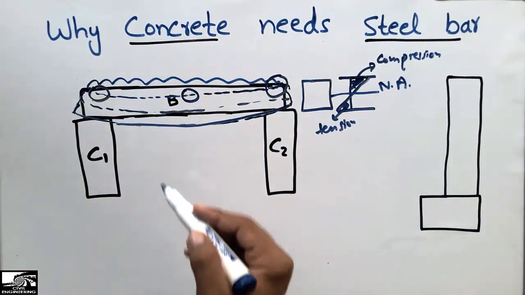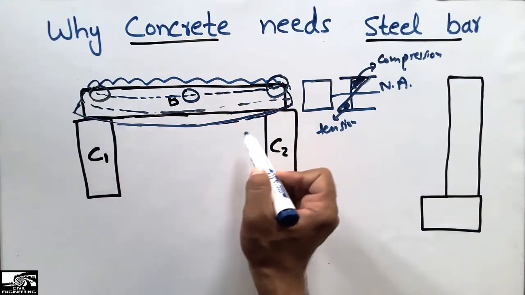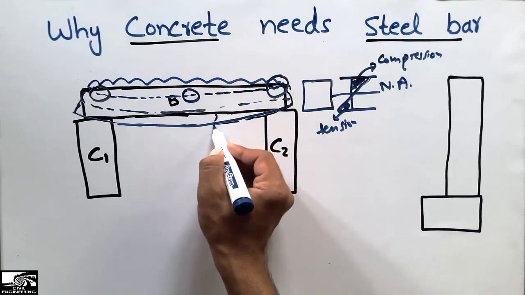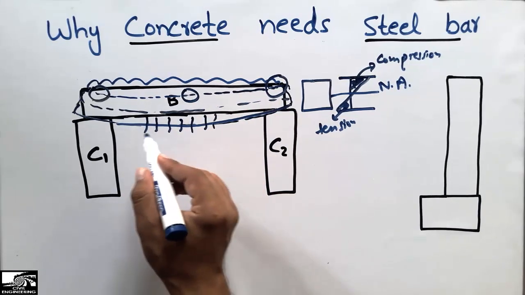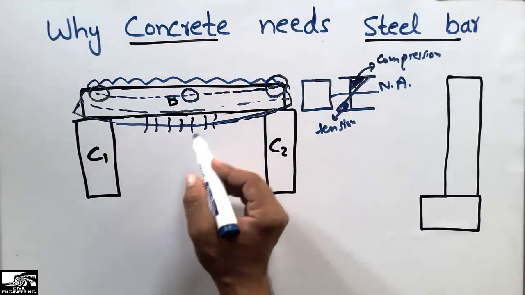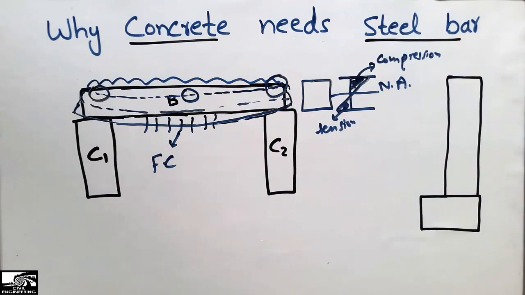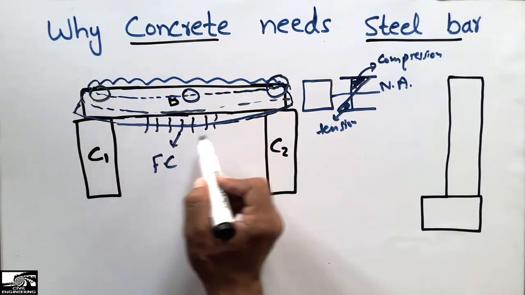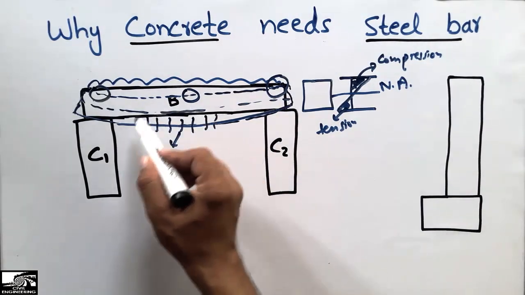After the loading, compressive and tensile stresses are created in this beam, and because concrete is weak in tension, flexural cracks are created at the bottom of the beam. These are called flexural cracks. Concrete takes compression very well, but it doesn't resist the tensile stresses, so the cracks propagate in this beam.